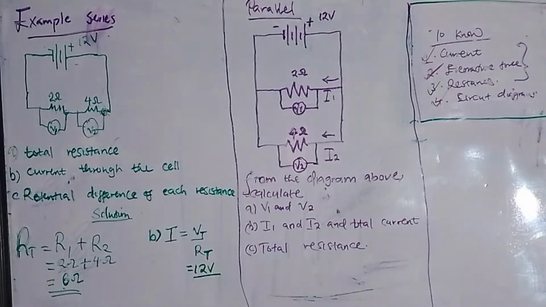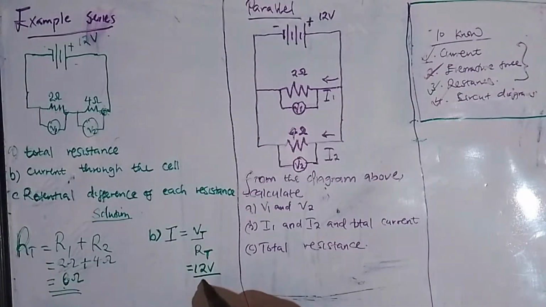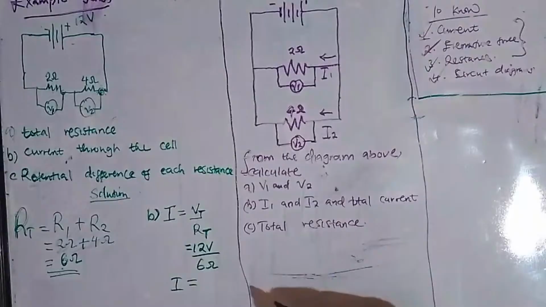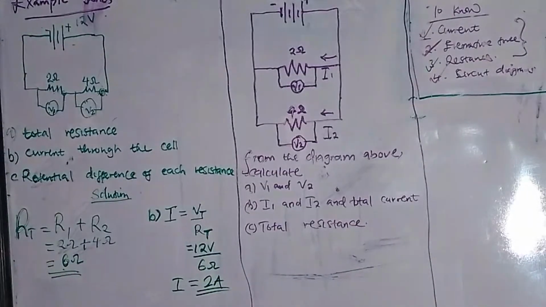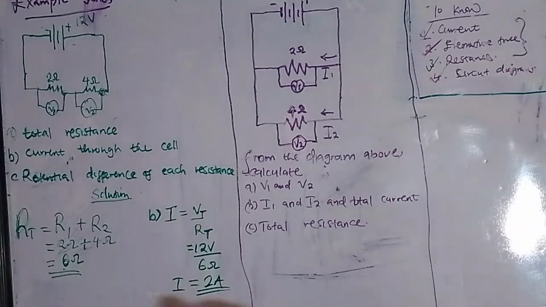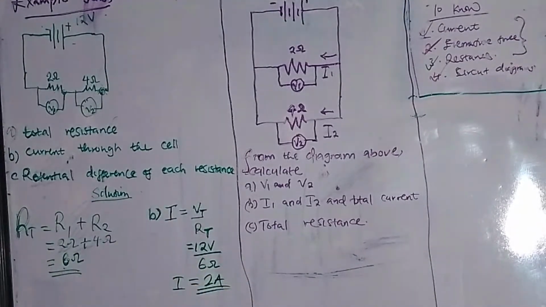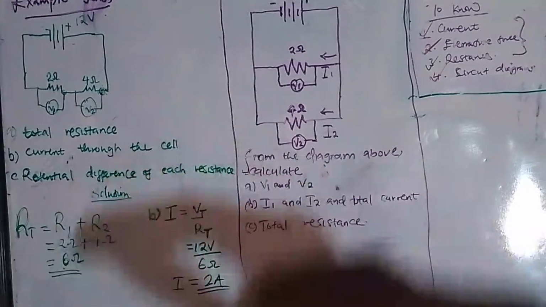Then what is our total resistance? Our total resistance is 6 ohms. Then this gives our current to be 2 amps. So that is how simple questions on electricity are, if you just understand the concept.